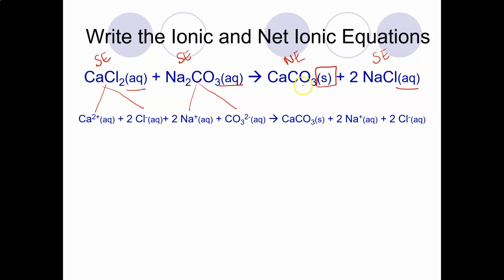Calcium carbonate does not change. It just goes directly down, okay, because it's a non-electrolyte. Sodium chloride becomes sodium ion and chloride ion. That 2 goes in front of both of them. Okay, so this equation should still be balanced.